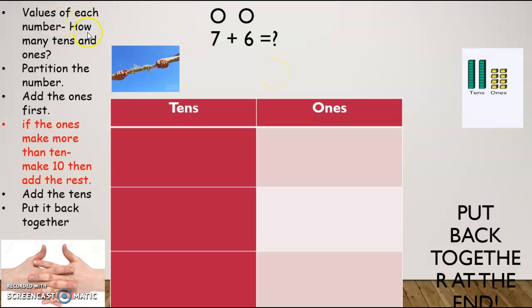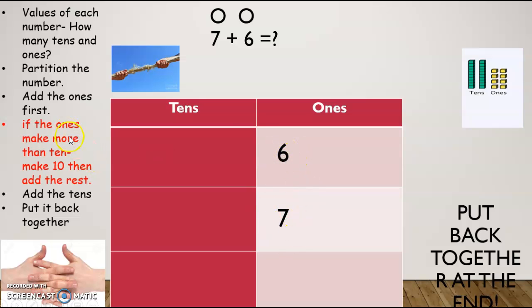So look at the values of each number. How many tens and how many ones? So we've got 7 ones and 6 ones. So we've got them, 6 and 7. Don't need to partition because we've only got ones. Add the ones first. Now, that's going to be more than 10.